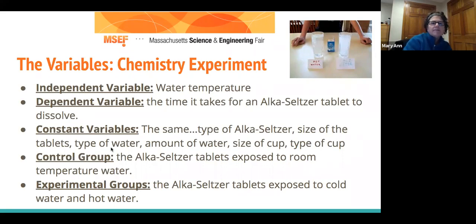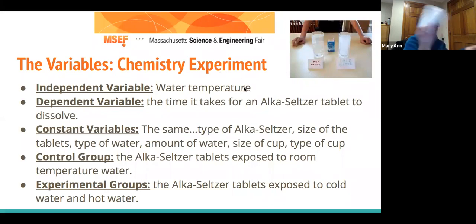So the constant variables are, if you really want to know if water temperature makes the reaction go faster, like hotter water makes it go faster and colder water makes the reaction go slower, well, you need a control. You need to keep everything the same. Everything has to be the same except for the one thing you're changing. And the only thing you're changing here is the water temperature.